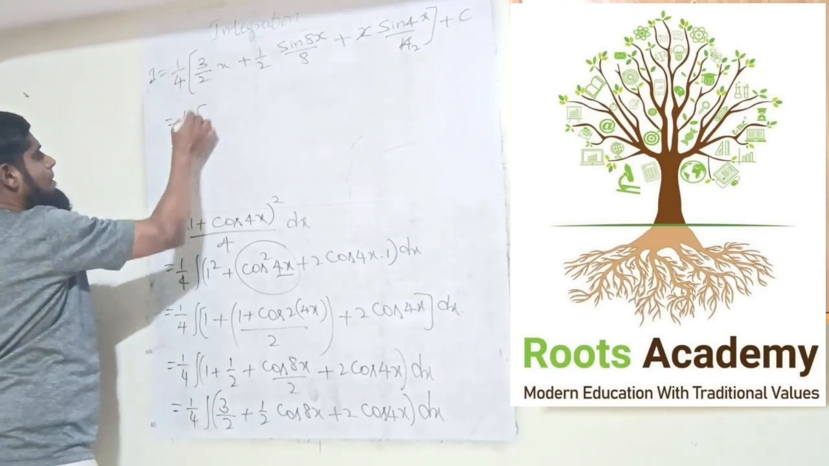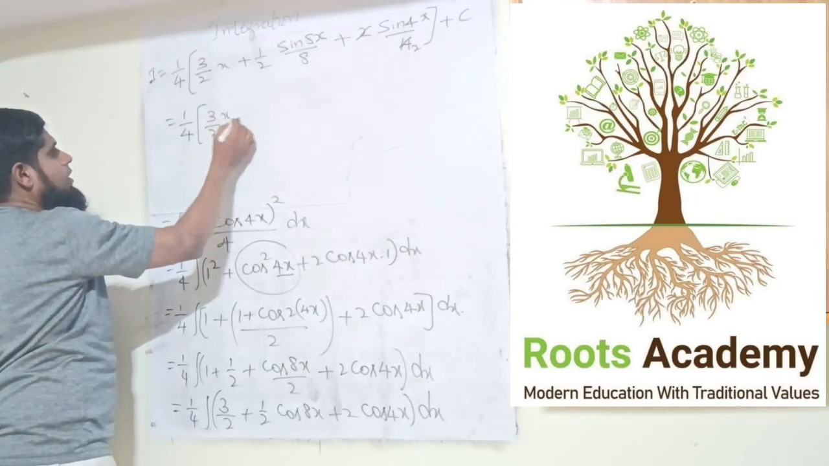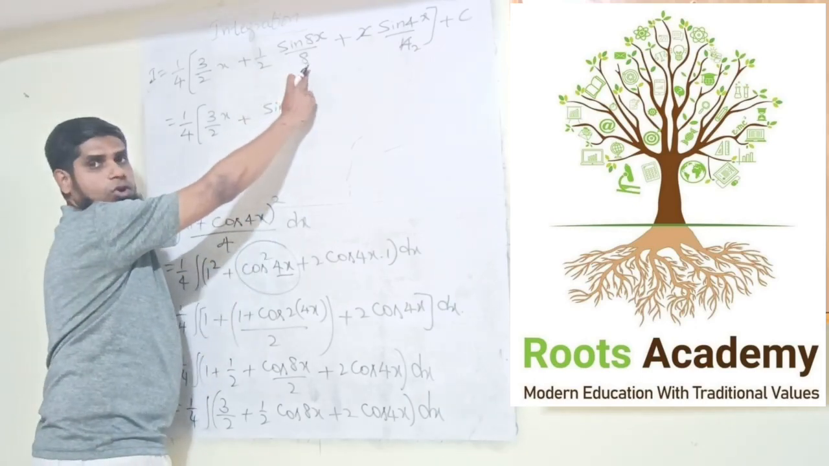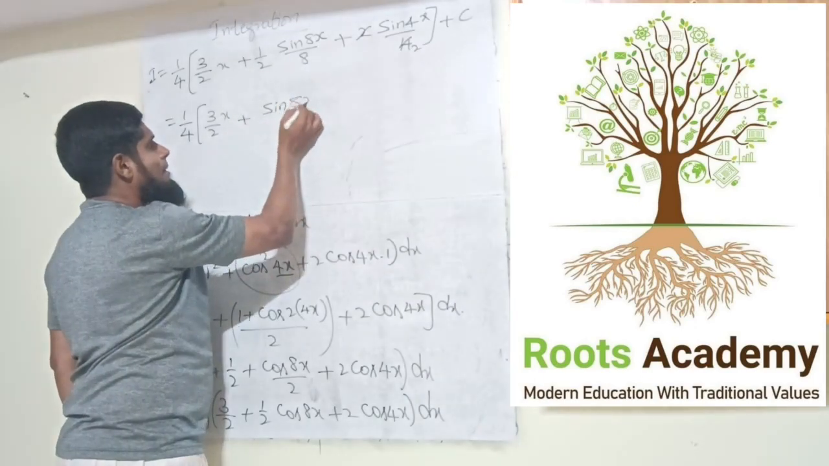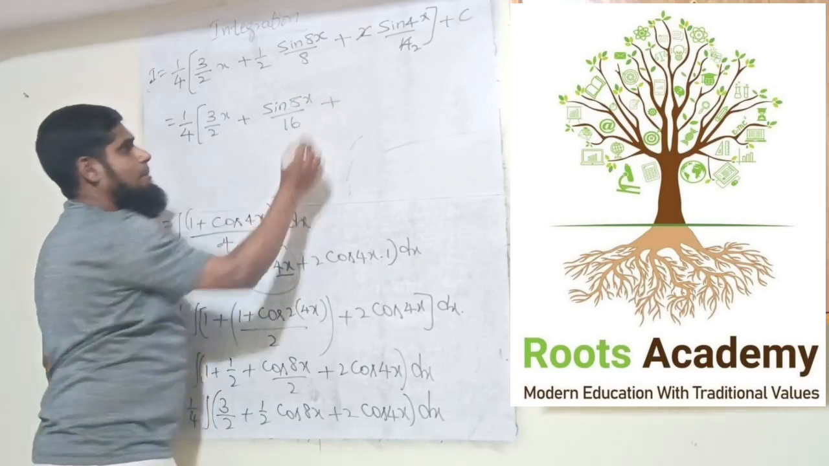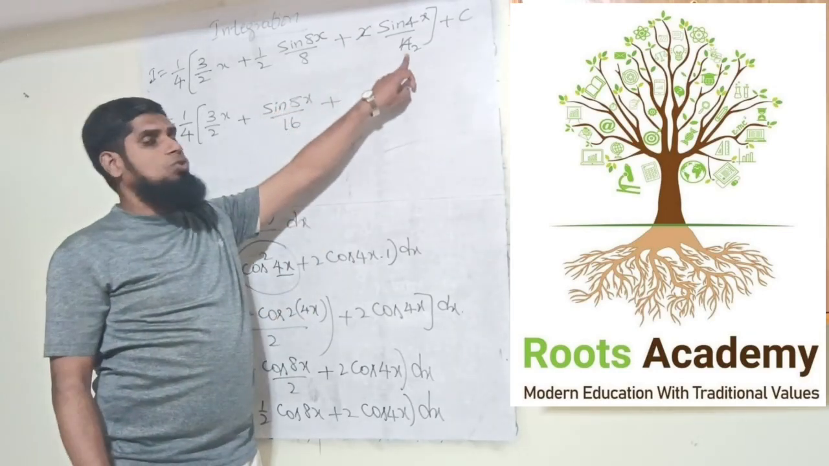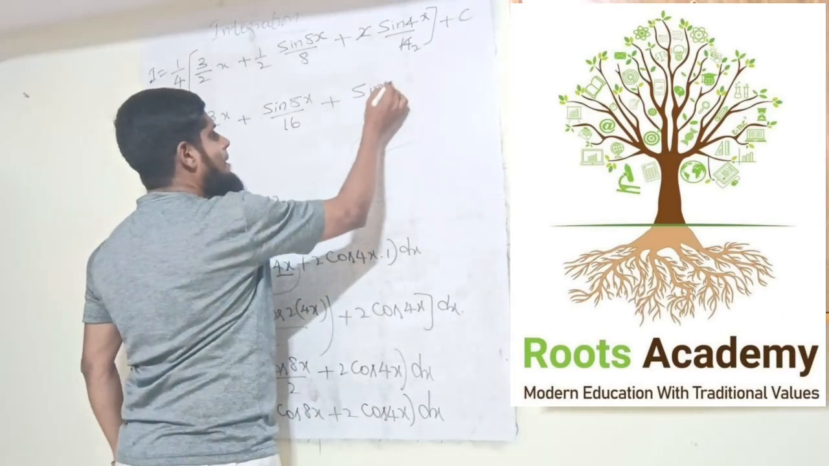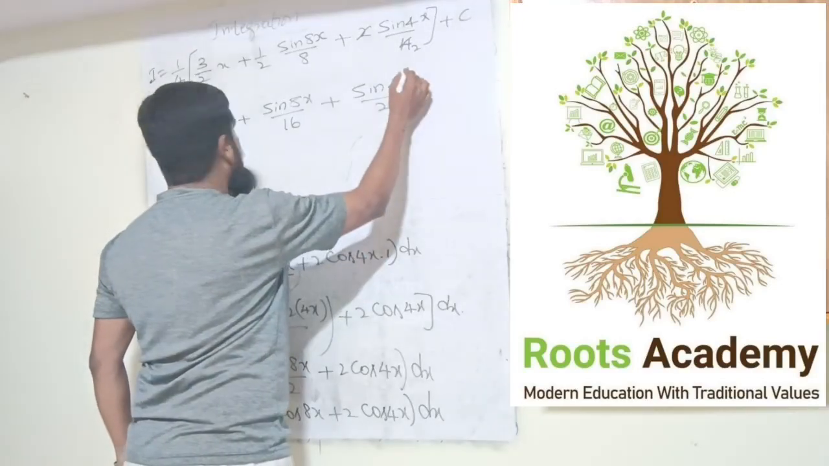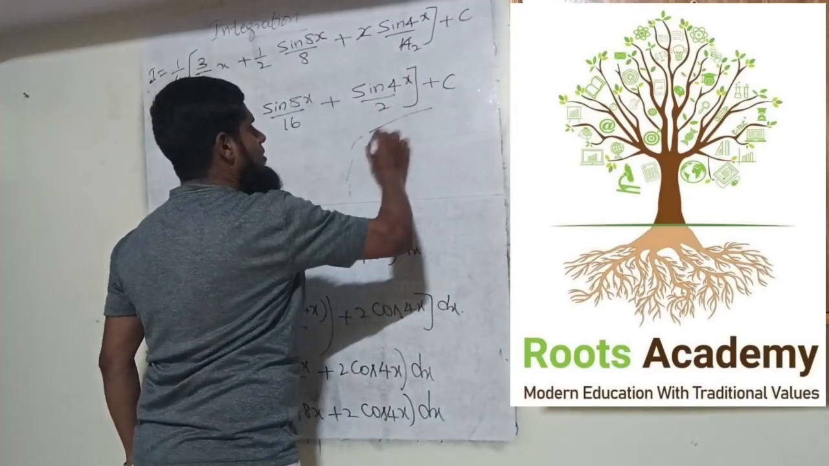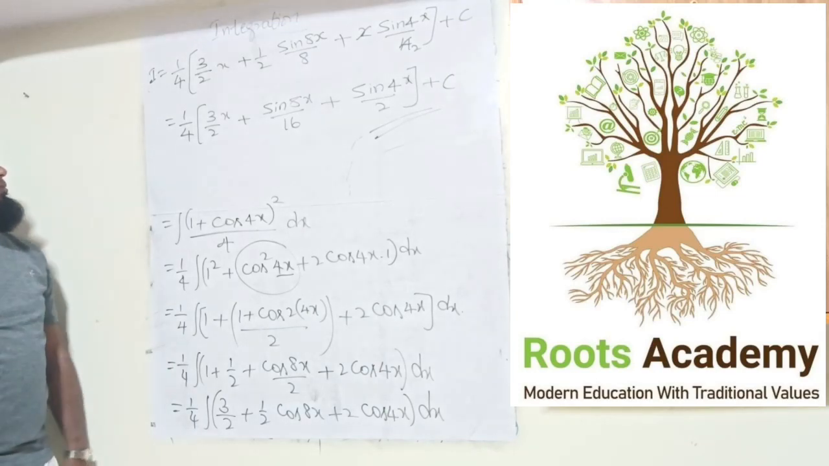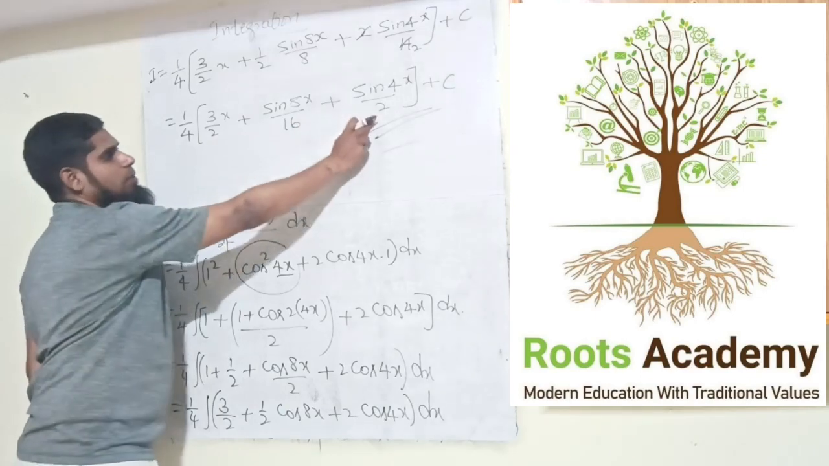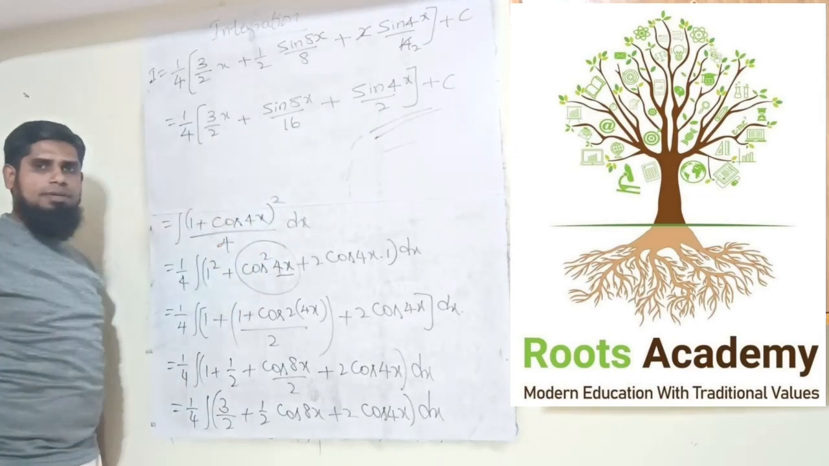So 1 by 4, 3 by 2x plus sin 8x, 2 into 8 in the denominator, it is 16, plus 2 1 times 2 2 times gets cancelled here, only 2 is in the denominator, sin 4x by 2 plus c. This is the final answer. If you want, we can multiply this 4 to these 3 denominators, or we can take 2 common from the denominator.